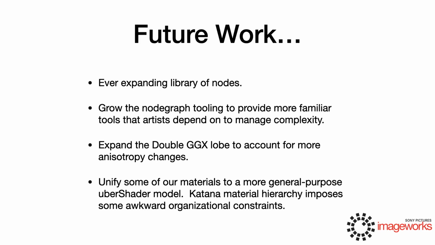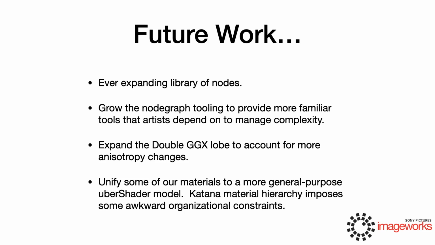As far as next steps or future work goes, there's always more we can do. We regularly have requests for more nodes in the system, and it's often a balancing act between just saying yes and weighing the cost of increased cognitive load on users for the larger library of nodes. And there's always work to be done on the graph-based tools themselves. We do try a little to account for the error introduced by anisotropy changes when blending the double GGX lobes, but there's definitely room for improvement here.